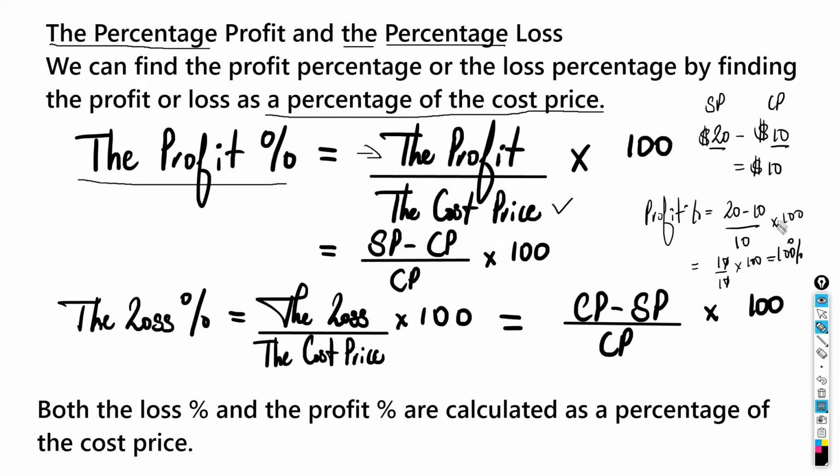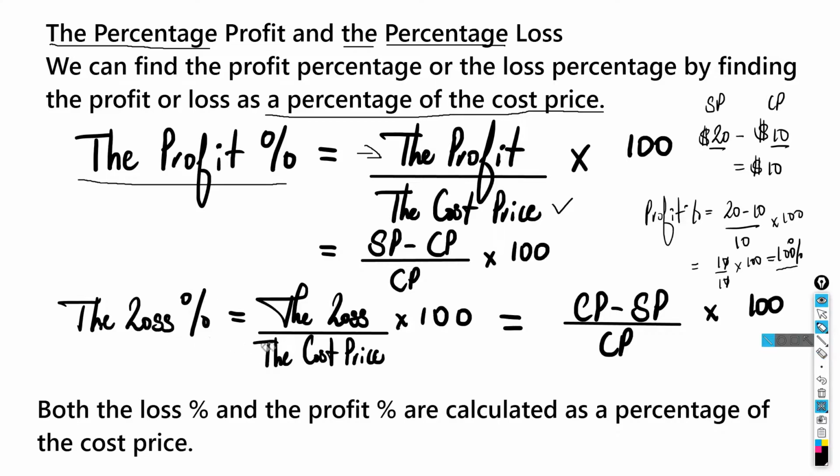The profit percentage doesn't always have to be 100%. Sometimes it's 20%, sometimes it's even 10%. There are lots of business people who, if they gain a 5% profit, they would be happy, especially in the supermarkets. So this is pretty much the formula for the profit percentage, and it's a similar formula for the percentage loss.